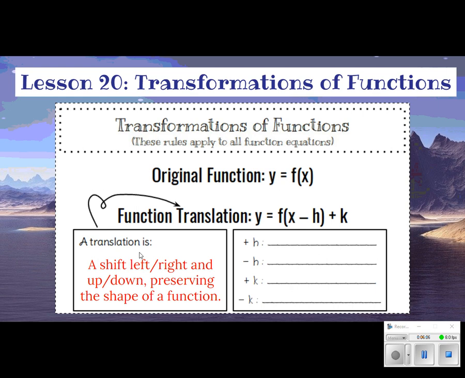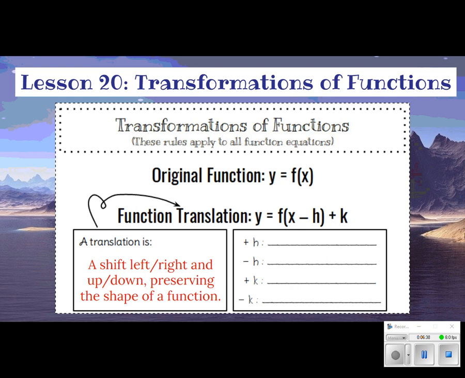But basically, a translation is a shift left or right and up or down, preserving the shape of a function. So you can have just a shift left or right, up or down, or you can have a combination of these as well. Okay, so your original function looks like y equals f of x. And what we're going to do is we're going to have two places where we plug things in. We have this minus h area, and we have this plus k area.